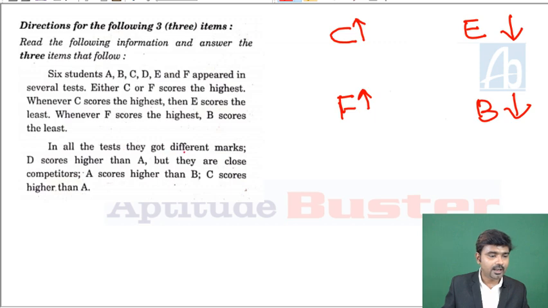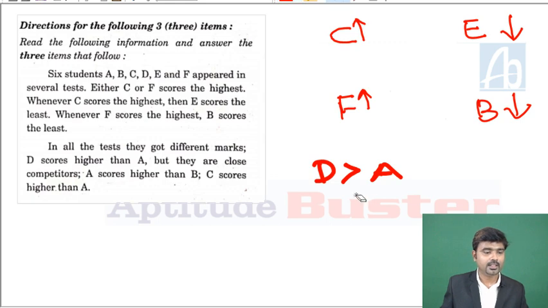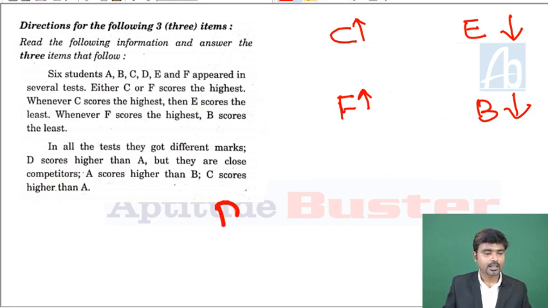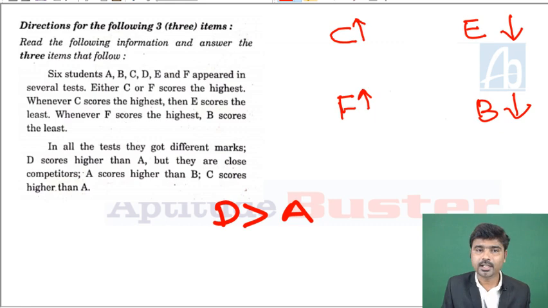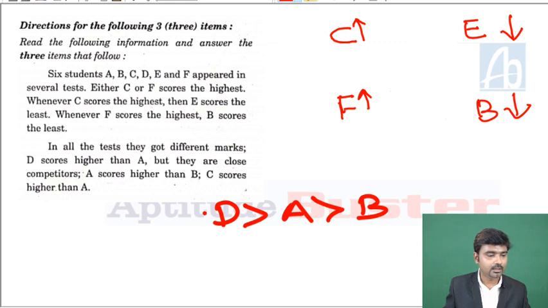In all the tests, they got different marks. D scores higher than A. Write down the given data here. But they are close competitors. That means there is no one in between D and A. A scores higher than B. C scores higher than A. Right? Okay. Now go through the question. C, D, A, B. Okay.